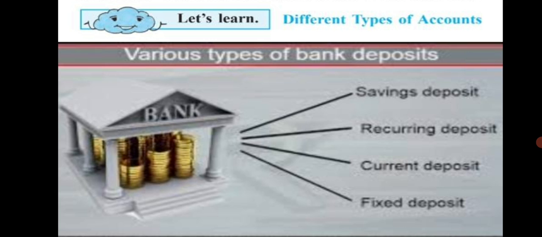And last, we have fixed deposit. A depositor deposits a certain amount for a fixed period in the bank. This deposit attracts a greater rate of interest than the savings account. However, these rates are different in different banks. And also, senior citizens get a slightly greater rate of interest than the usual. So, these are different types of deposits, or rather accounts, that you have in a bank.